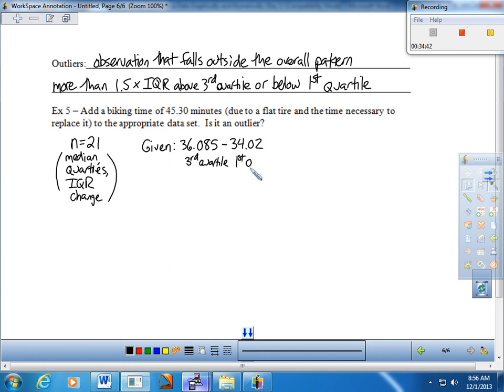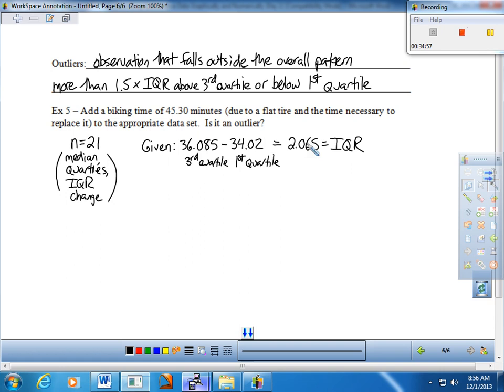So that's the third quartile, that's the first quartile. And if I subtract them, of course, I get 2.065, and that's equal to our IQR. So mathematically, we do need the IQR. The IQR changes from, what did we have last time, about 1.9 minutes. Now the IQR is a little larger. The variability is a little greater. And so the IQR is 2.065 minutes. Okay, so I gave that to you.